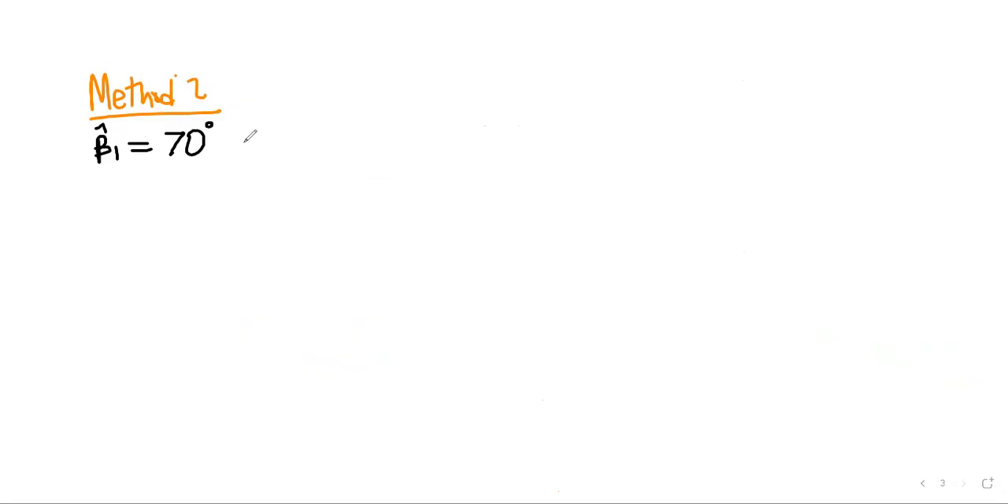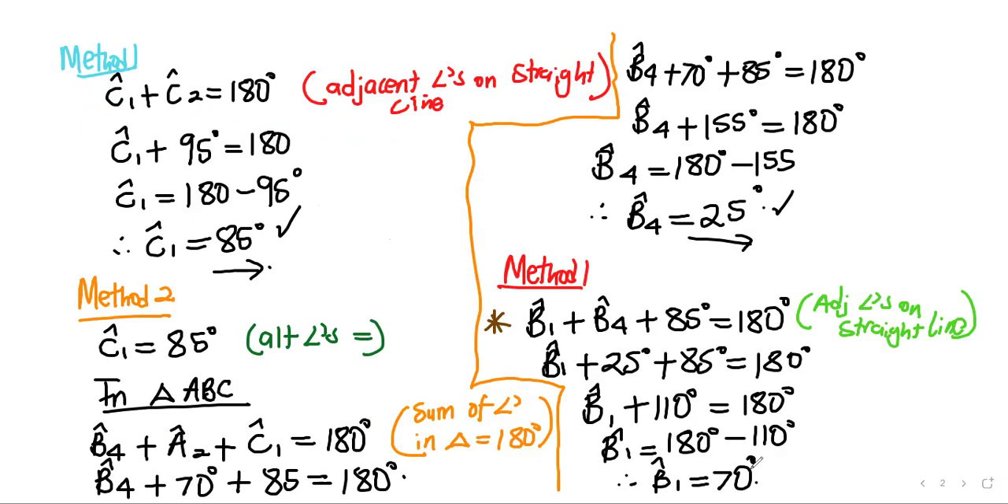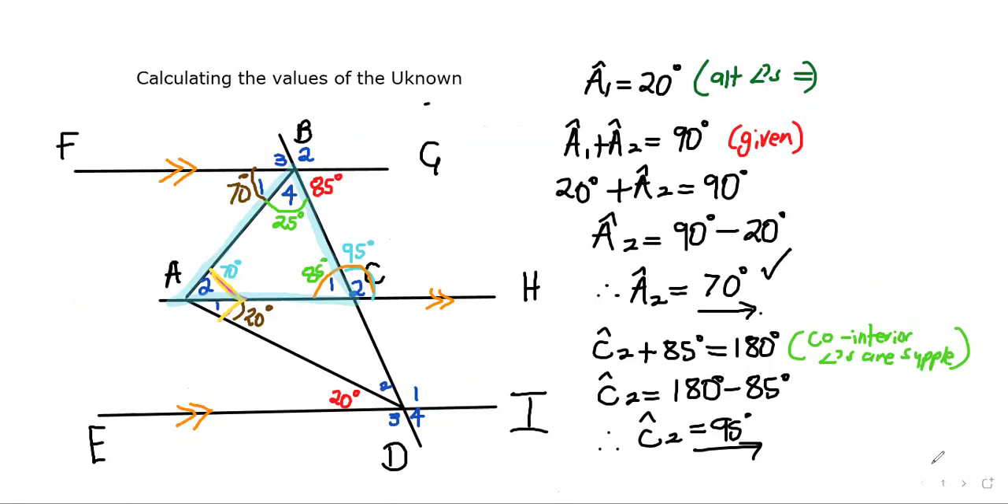What is the reason? Alternating angles are equal. So if you're using method number 2, you're going to get 70 degrees. Even when you're using method number 1, you're going to get 70 degrees. This is to show you that I teach. And after getting 70 degrees, what angle are we left with? Let's double check. Oh, we're left with B2.